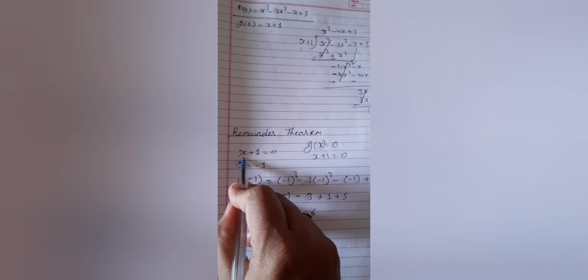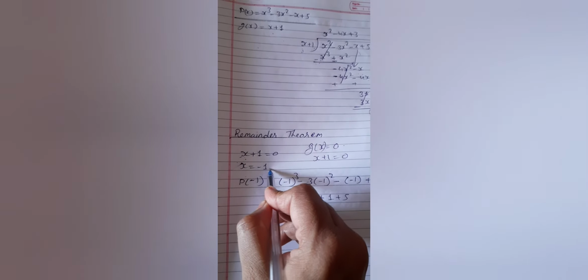Now in the remainder theorem we don't need to do this full method. Let's see the remainder theorem. Gx is equal to x plus 1. Let's take gx equal to 0. Gx equal to x plus 1 is equal to 0. What is the value of x? X is equal to minus 1.